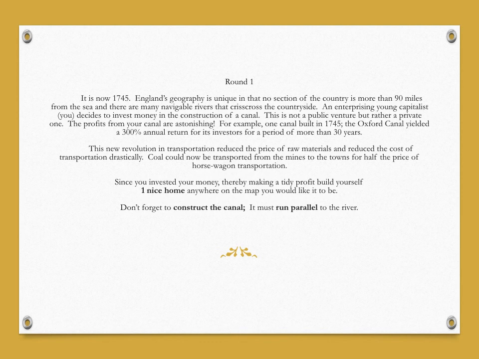So since you're an enterprising young capitalist, you invested the money, you made a tidy profit, you build yourself one nice home anywhere on the map you'd like it to be. Make your nice home a little bit different than your regular homes. And don't forget to construct the canal. It must run parallel to the river. So it has to connect to the river but then run parallel, right? So it cannot go perpendicular to the river. It has to run parallel to the river. Pause the video until you have drawn these things.